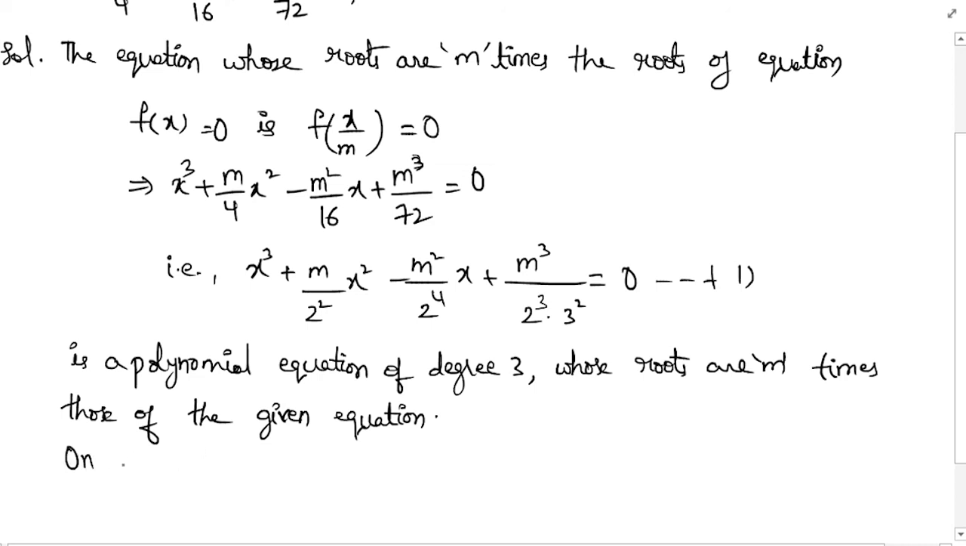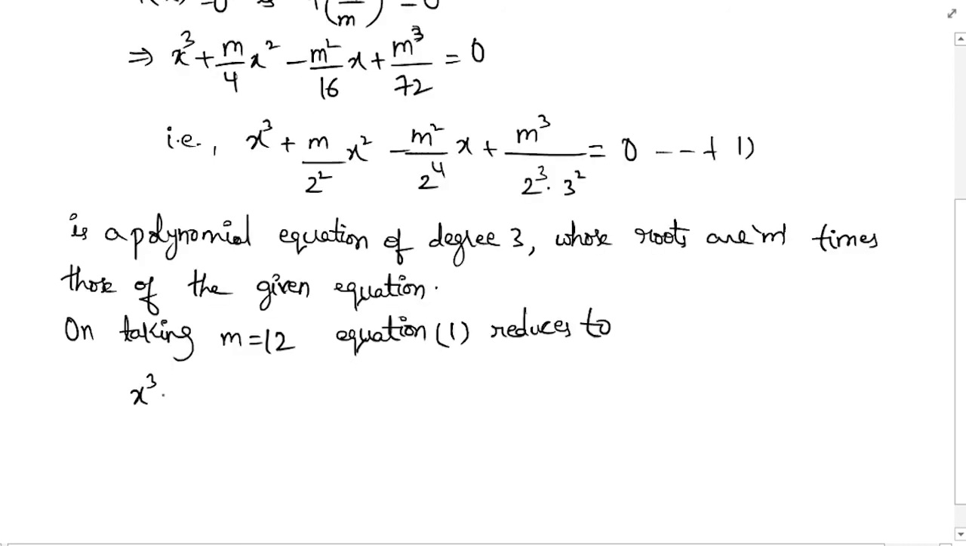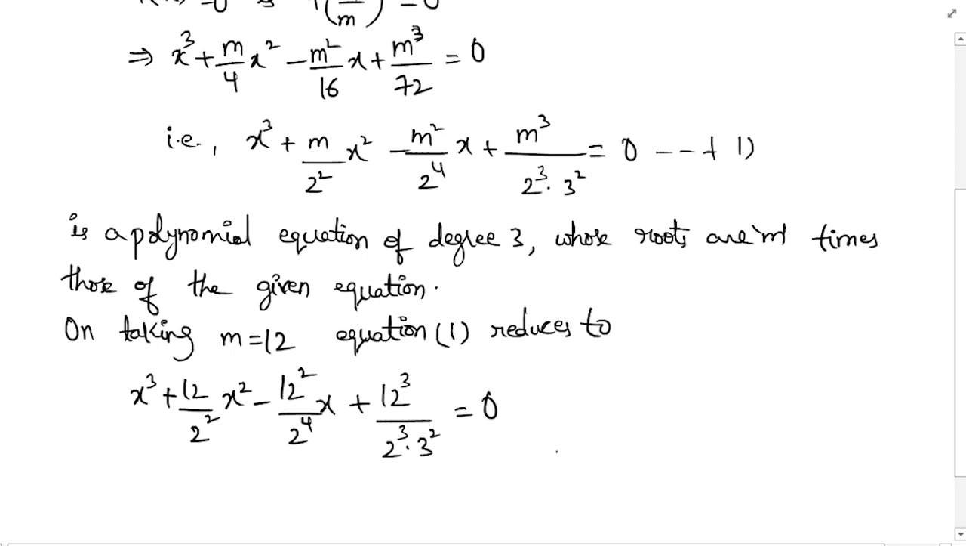So on taking m is equal to 12, our equation 1 will reduce to x cube plus (12 by 2) square x square minus 12 square by 2 power 4 x plus 12 cube by (2 cube into 3 square) is equal to 0. That is x cube plus 3x square minus 9x plus 24 is equal to 0. So this is the required equation when m is equal to 12.